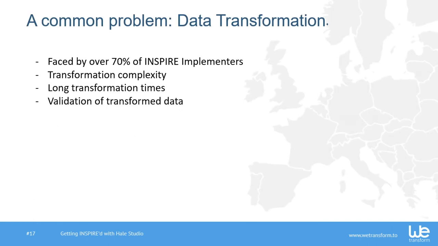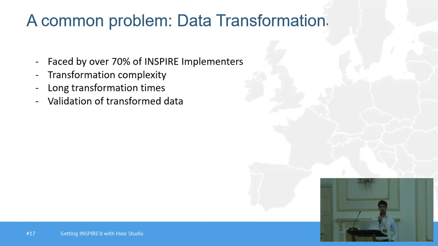All right, great. So a common problem is data transformation. This is faced by over 70% of Inspire implementers, which is mostly because of transformation complexity. When you're moving from, let's say, a shapefile to a complex GML file, which is one of the most common cases, you're essentially moving from a tabular form to a very complex nested form. So the schema mapping has to be correct. That takes a lot of time. The transformation in itself has to be executed correctly. And once it's done, you have to validate the transformed data too.